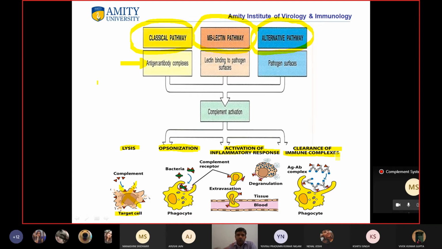How this happens we will discuss later, because it has to be the role of some receptor. So that is the second important role. Third, as I said, is the activation of the inflammatory response. We will discuss inflammation in detail in some other class, and then clearance of the immune complex. Clear? Any questions at this point? No, sir. Okay.